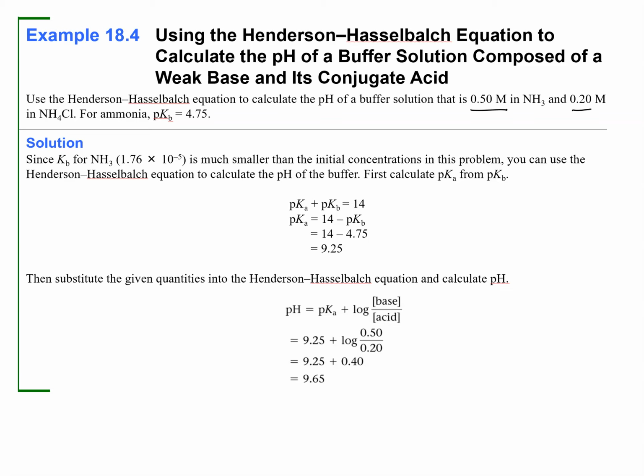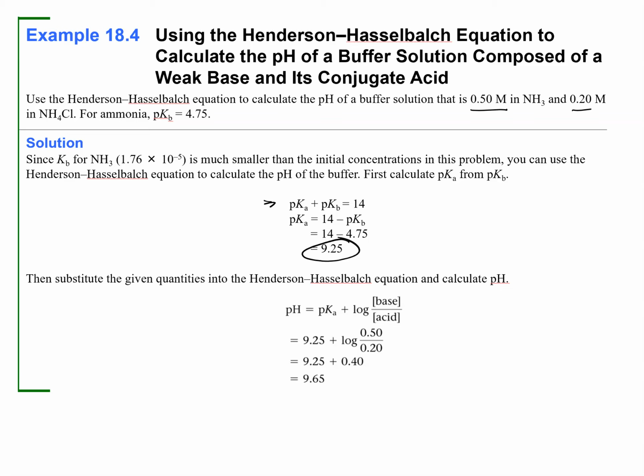But first, because Henderson-Hasselbalch uses pKa, not pKb, we need to solve for pKa. So if they give you Kb or pKb, remember this relationship that pKa plus pKb equals 14. So you can rearrange that to say that pKa equals 14 minus pKb, and then substitute the pKb of 4.75. So pKa is just going to be 14 minus 4.75, which is 9.25.